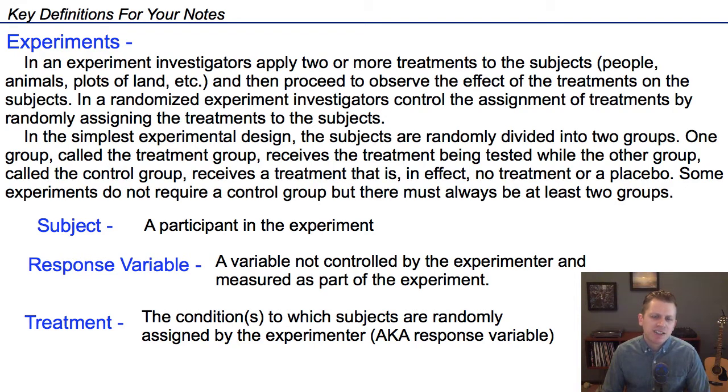Let's say I wanted to see the effect that Red Bull has on having students do homework. Here the subjects would be students. My response variable, which is the one that I'm measuring, would be how much homework they do, and the treatment would be the condition to which the subjects are randomly assigned. In this case, I'd be giving one group Red Bull, and I'd be giving another group some other drink that wasn't Red Bull. Maybe that drink was just water or something without the active ingredients that Red Bull has.